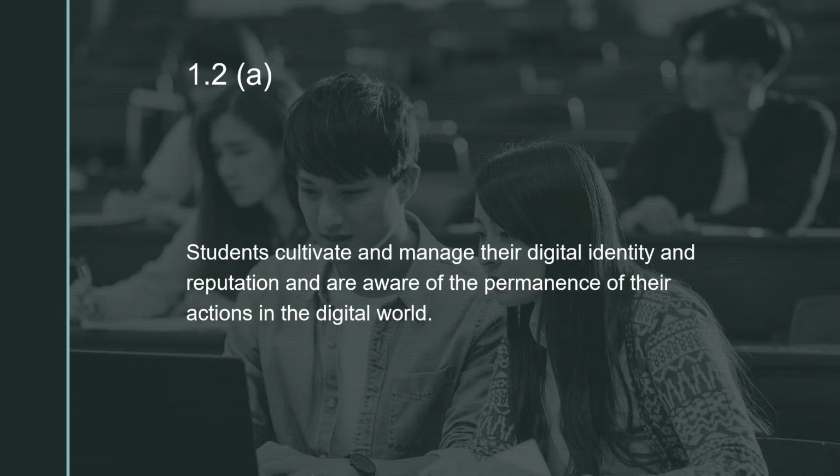So 1.2 substandard A says students cultivate and manage their digital identity and reputation and are aware of the permanence of their actions in the digital world. So students need to know everything they post to social media or other websites, even their own personal information, it's forever once you share it. So just be aware of what you post. That is one of the main topics you can start teaching students when it comes to technology.